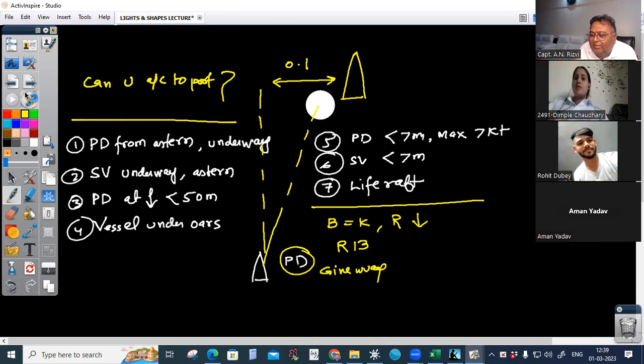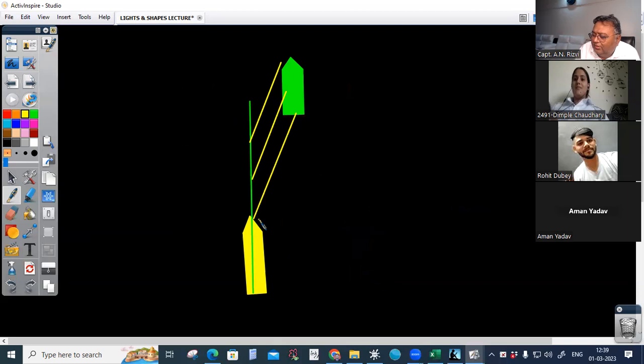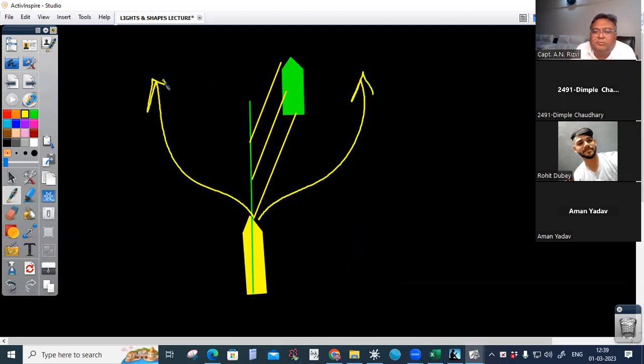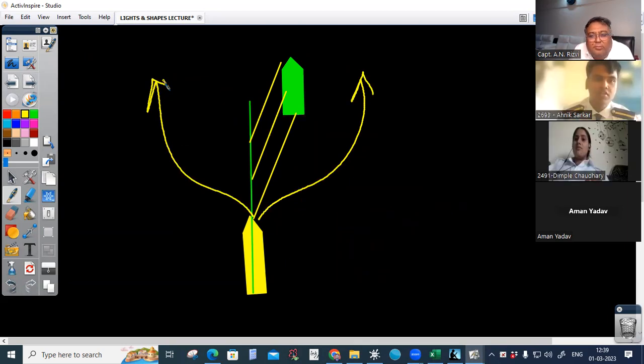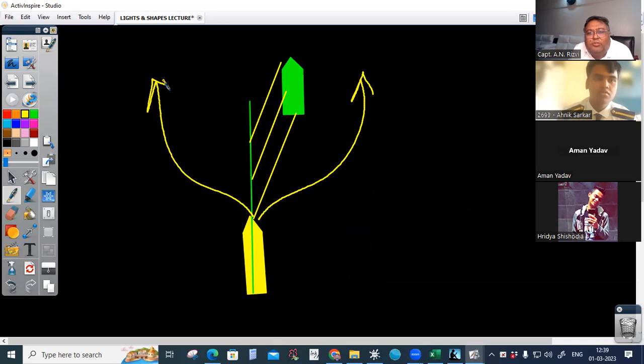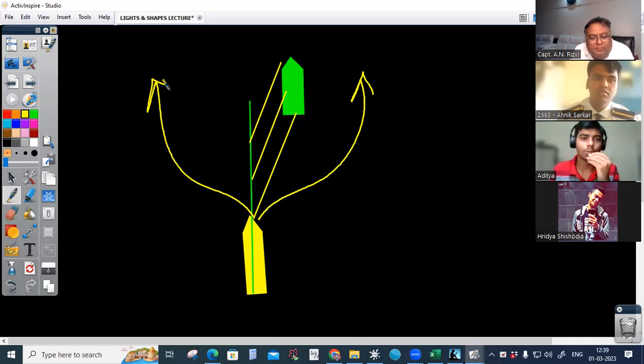Yes, sir. In the sense, let me go back to here. Can you go this way also? Yes, sir, to port. How can you say so? So we will sound two long blasts followed by two short blasts. If the other vessel agrees, we will alter our course to port side.